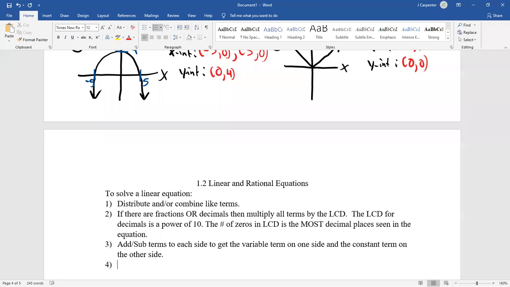you'd subtract it. Then lastly, assuming that you did clear your fractions in step 2 appropriately, you divide by the coefficient of x, and you should be done. Coefficient meaning the number in front of it.